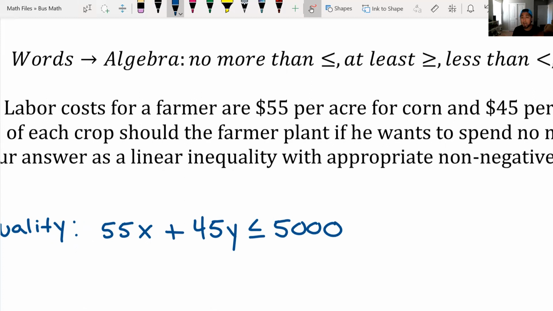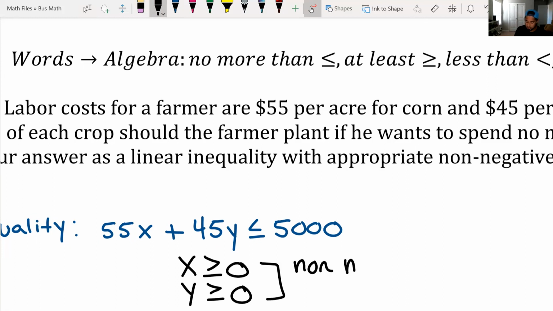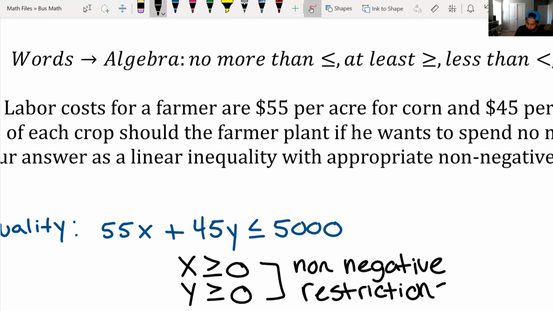That's all we had to make. And now we want non-negative restrictions. And when I say non-negative restrictions, that's going to be just like the last problem we graphed. To be non-negative means to be stuck in quadrant 1. So the non-negative restrictions are going to be X is greater than or equal to 0 and Y is greater than or equal to 0. These are your non-negative restrictions. Which also means it keeps us in which quadrant? It keeps us in quadrant 1.